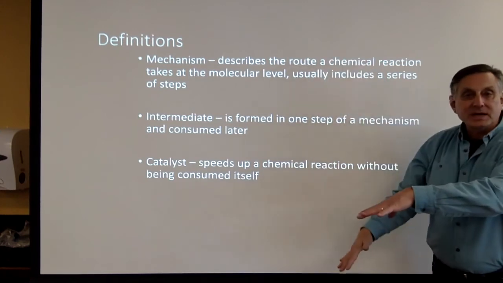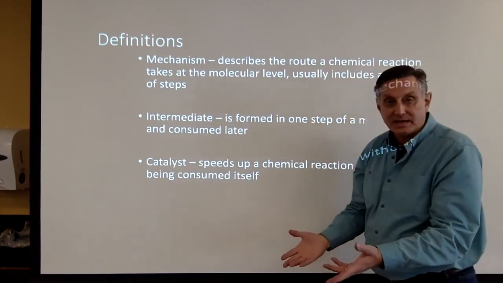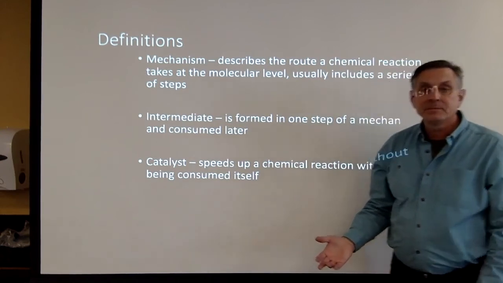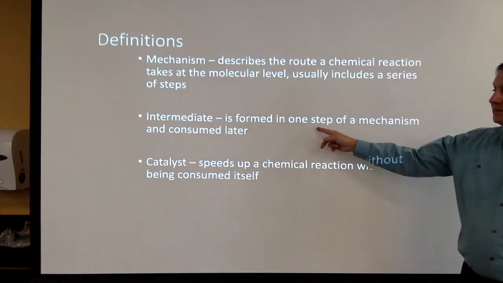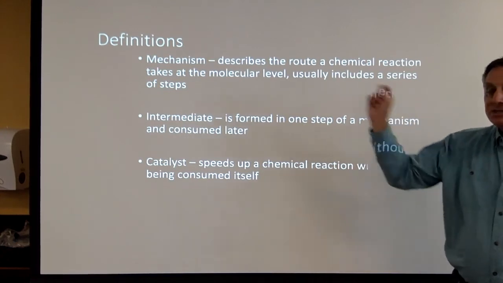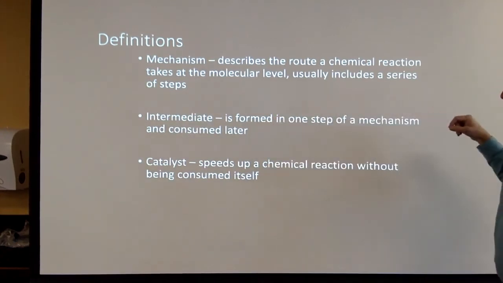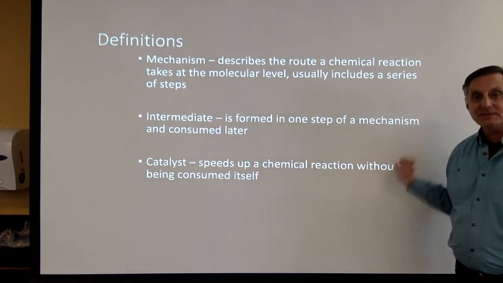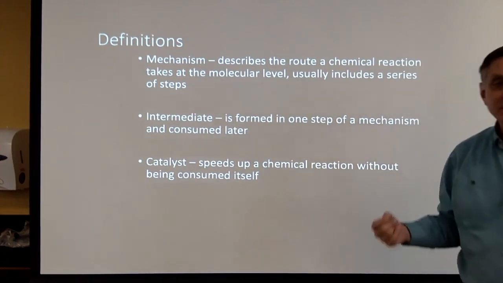Together, the elementary reactions add up to give you the overall reaction. An intermediate is formed in one step and used up later, and a catalyst speeds up a reaction. It starts at the beginning, and it comes out at the end in the same form. That is the catalyst.